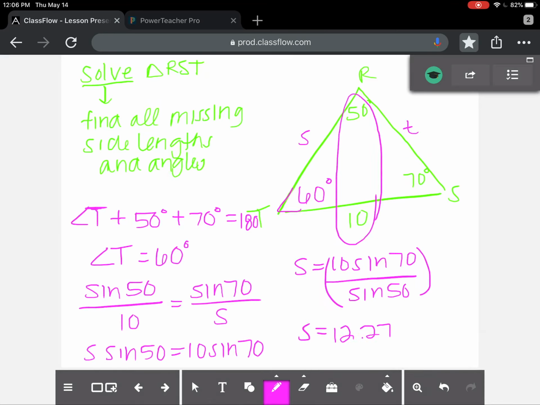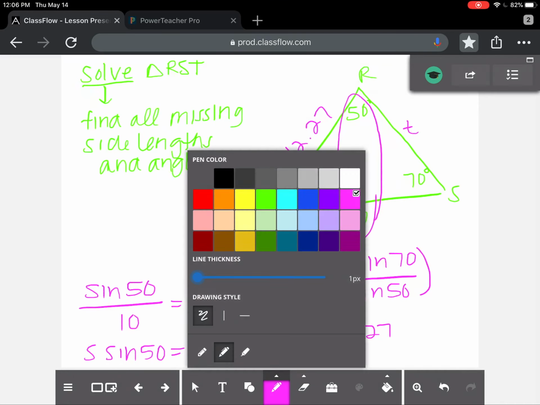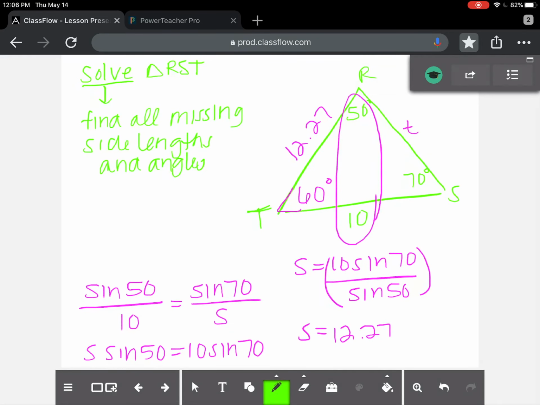Let me just make sure that's right because I can't remember. 10 sine 70 over sine 50. Yes, okay. And we get 12.27. So little s is 12.27. And then I can use law of sine again.